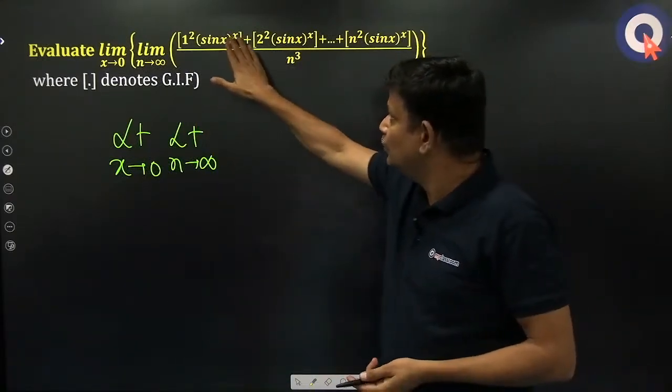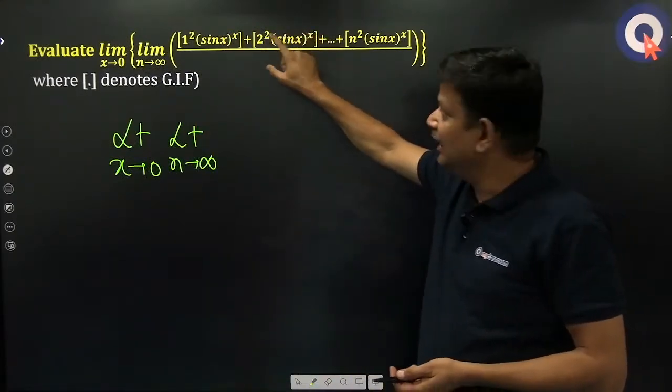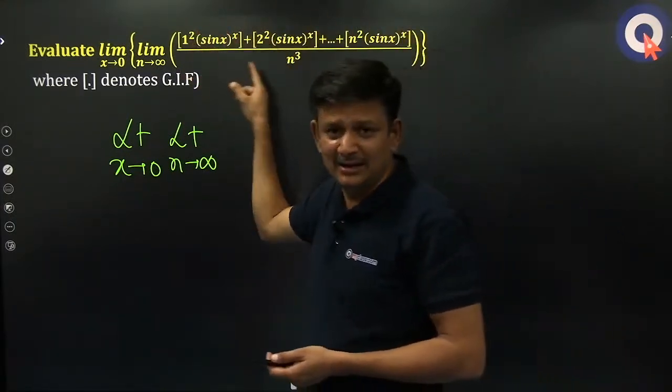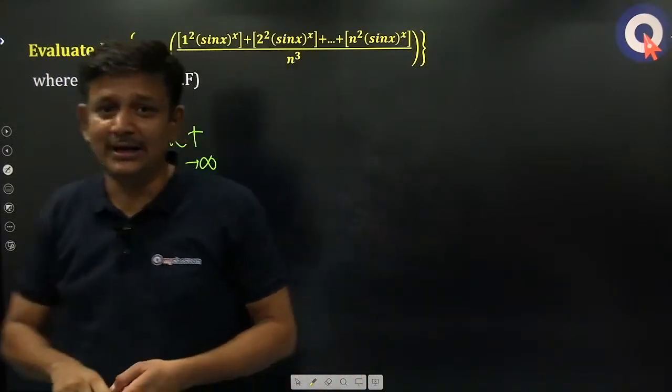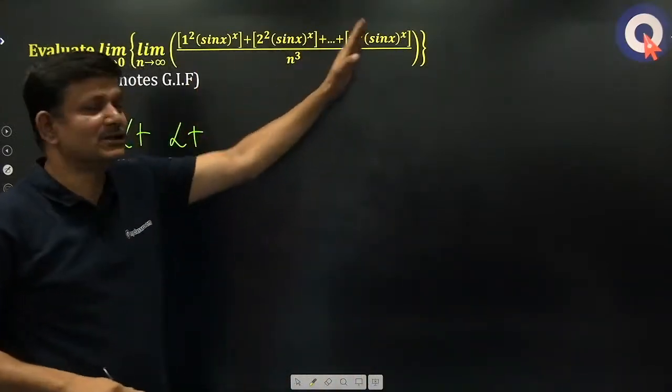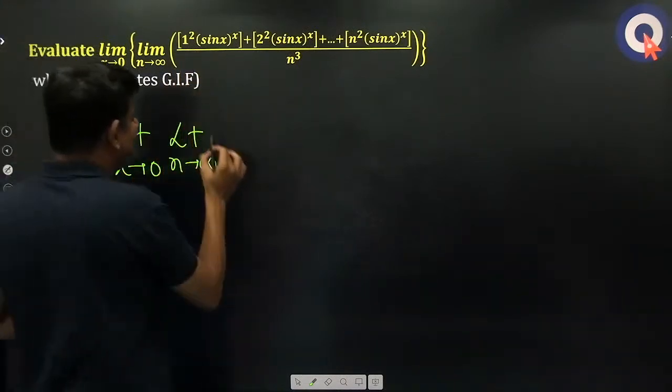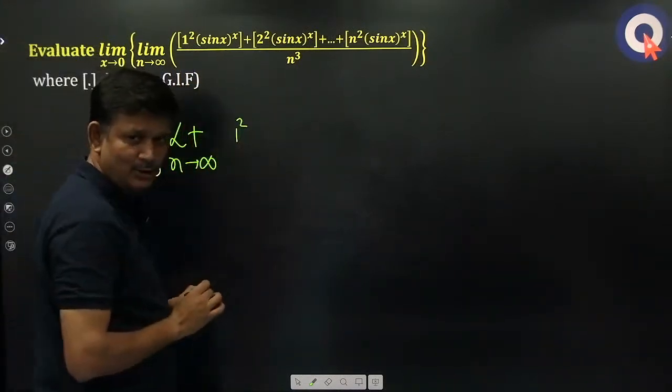क्यों? वो जो बचा हुआ difference कितना है? It is all fractional parts. Fractional parts add होके कितना हो जाएंगे? Maximum n. लेकिन कितना denominator है? n cube. So irrespective of what the fractional parts are, the answer is going to be 0. So this question will be as good as no integral part.